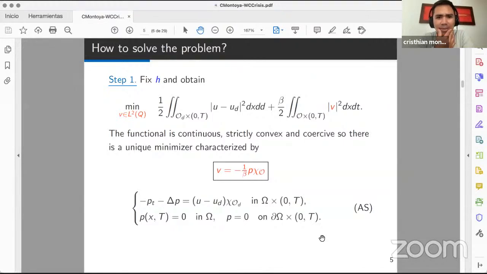Okay, how to do that? The first part is classical, using convex analysis. So this functional is good in some sense because it is continuous, strictly convex, and coercive. So with that hypothesis, we can guarantee the existence and uniqueness of the control v. And it is also characterized by the expression in red color, p, and p satisfies the dual system. So this is a classical setting. But now we have a characterization for the control v given by another system.